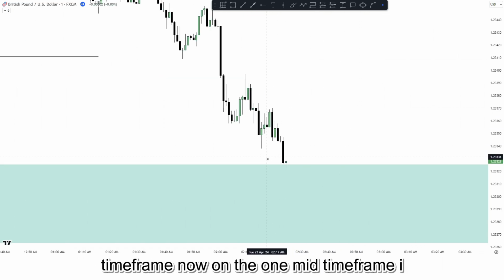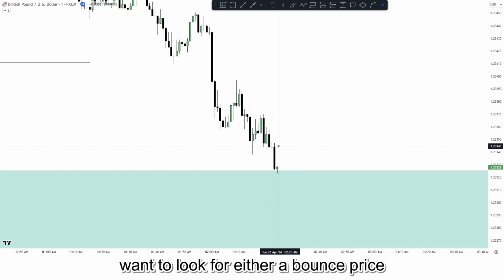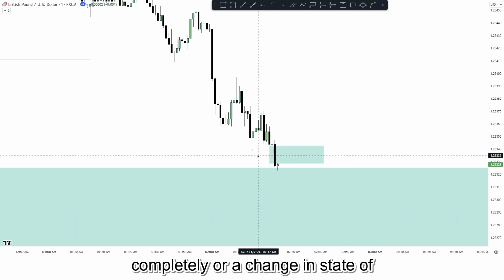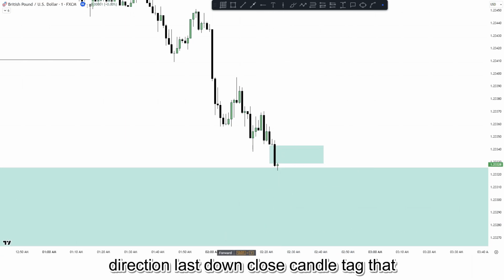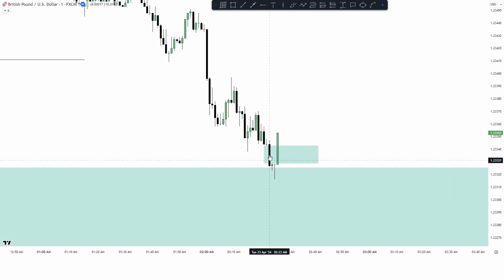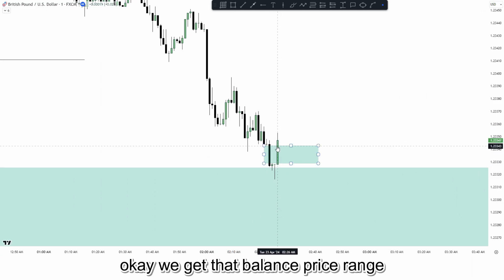Now on the 1 minute time frame, I want to look for either a bounce price range, meaning price breaks above this level completely, or a change in state of direction, last down close candle to act as support. Okay, we get that balanced price range confirmation.